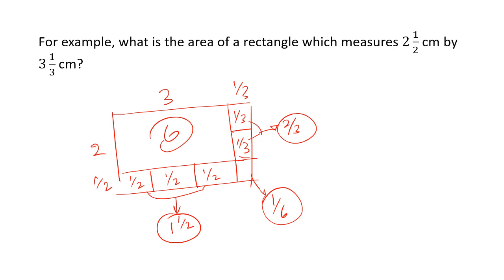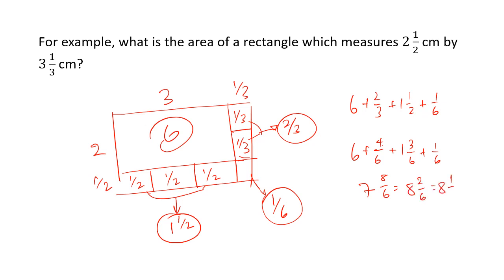So now we can do all of these areas together. So this is going to be 6 plus 2/3 plus 1.5 plus 1/6. So putting everything in common denominators, this is 6, 4/6, 1 3/6, 1/6. So this makes 7 8/6, which is 8 2/6, or 8 1/3.